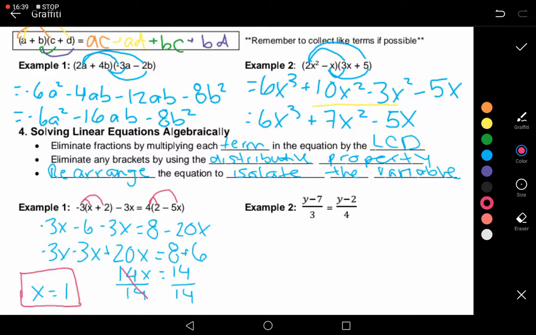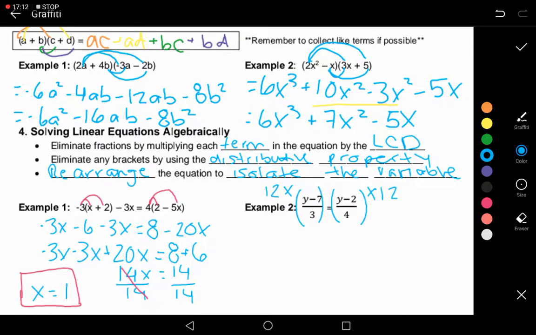Okay, so one last example here. In this case, we do actually have fractions. So the first thing we need to do is multiply every term by the lowest common denominator. In order to find that, in this case, I'm just going to do 3 times 4, which is 12. That means 3 goes into 12 and 4 goes into 12. So I'm just going to write these in brackets, and I'm going to multiply both sides by 12.